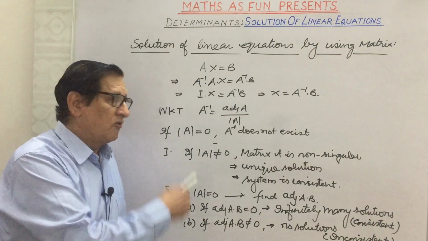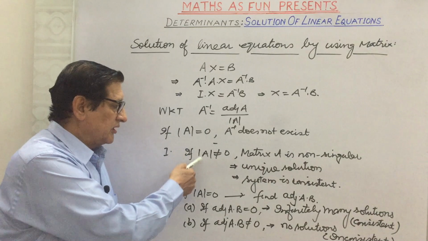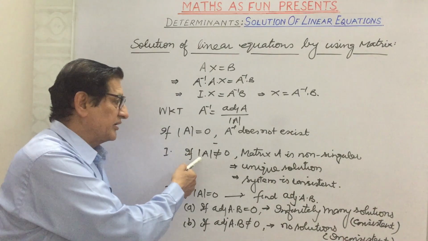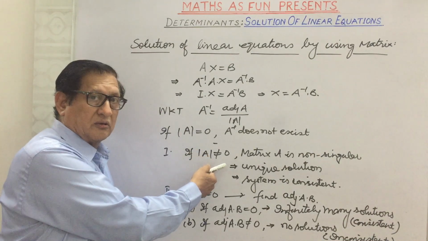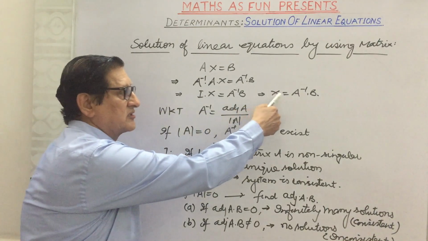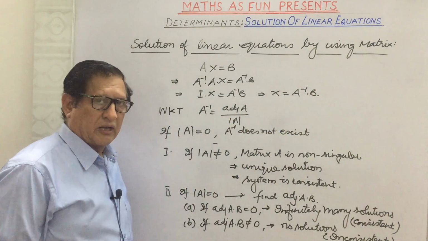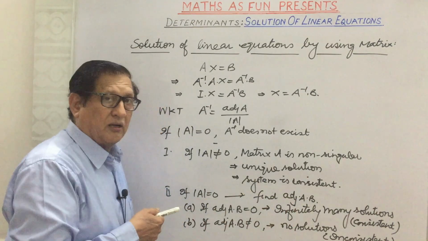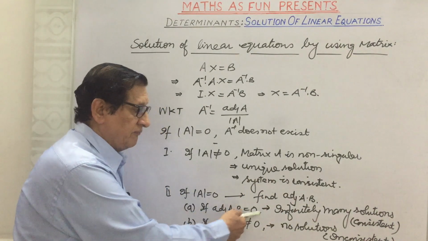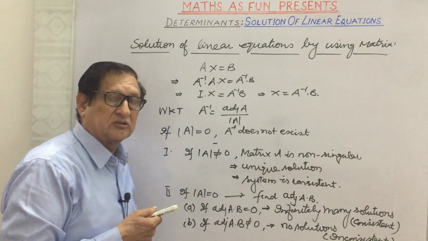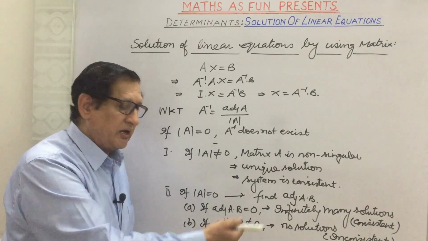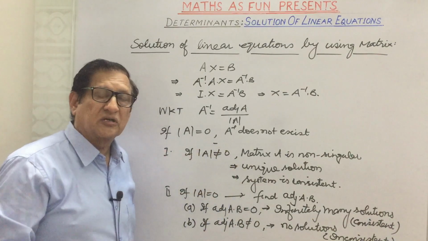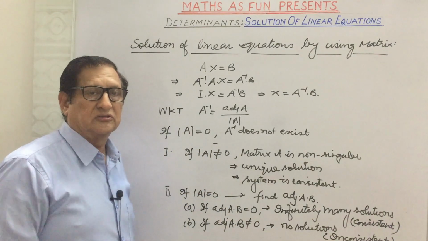So what we will do, we will try to find out determinant A first and then we will decide what to do. If we find it is not equal to 0, then we will go ahead with the solution X is equal to A inverse into B. And if determinant A is 0, then we will find out adjoint A into B. If adjoint A into B is 0, then there are infinitely many solutions and the system is consistent. If this is not equal to 0, then there are no solutions.